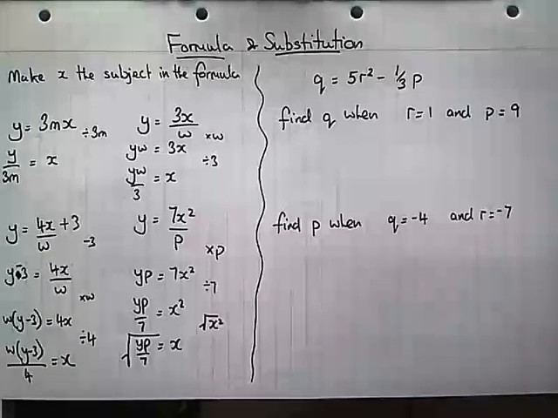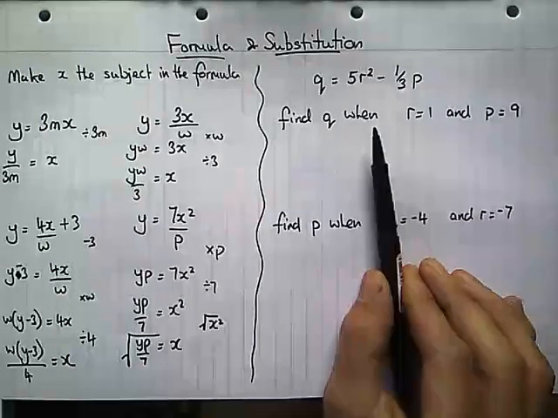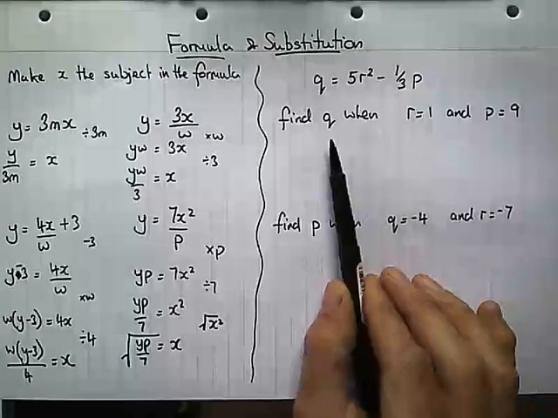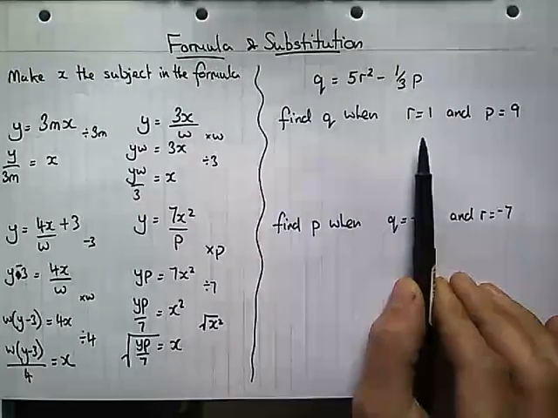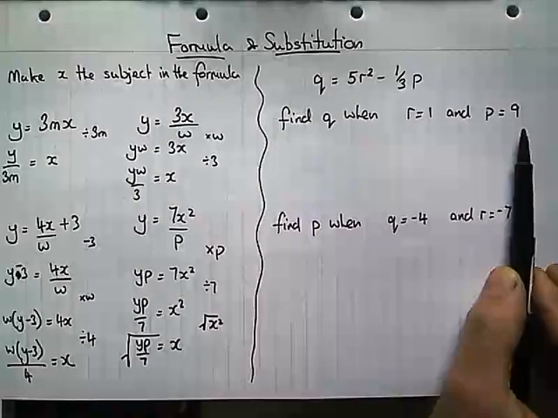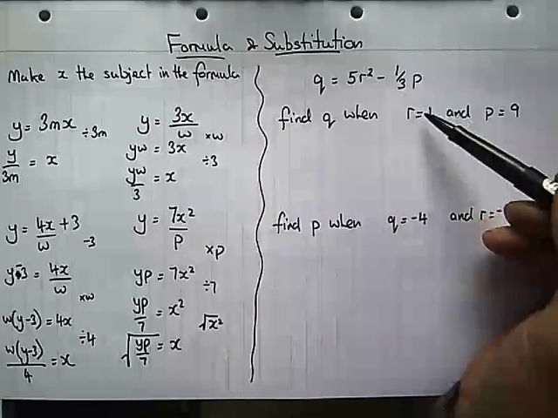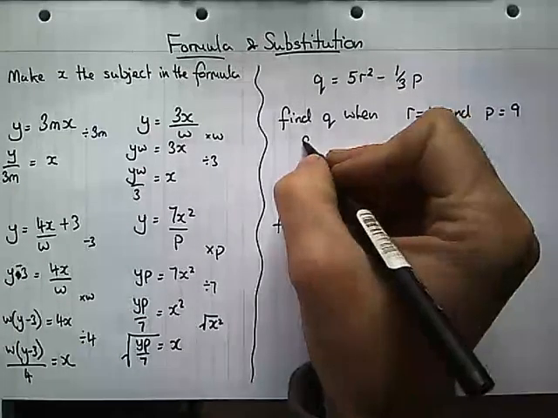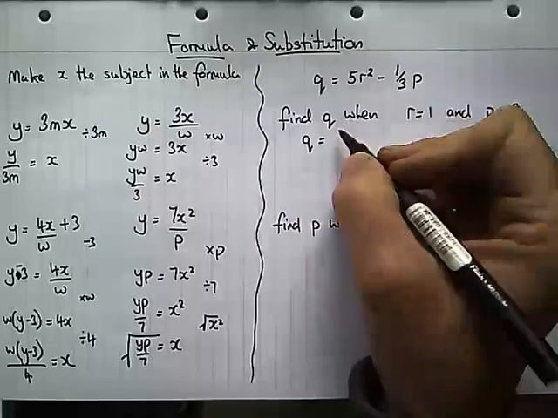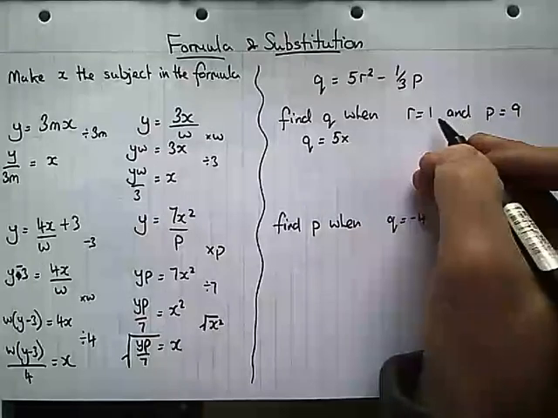So here I'm going to look at a little bit of substitution. I want to find the value of q in my formula when r equals 1 and p equals 9. So all I'm going to do is replace the letters with their corresponding values. So I've got q is equal to, and this is 5 times r squared, so that's 5 times 1 squared.